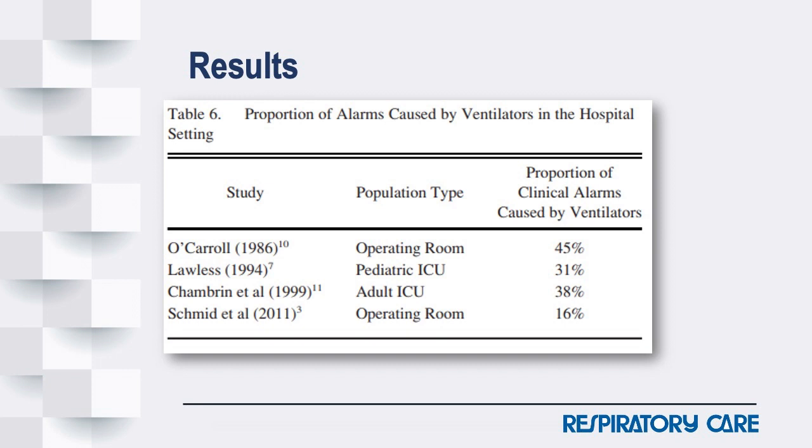And this final table that's in the results section, I'm lying to you, there's one more table after that. This table that I've come to now is a published range, as you can see in the right-hand column, of the proportion of clinical alarms that are caused by ventilators. So in other words, of all of your alarms in the ICU, what percent of them are ventilator alarms? And this gives you a range of 16 to 45%.